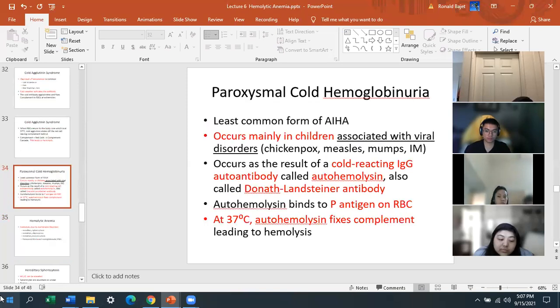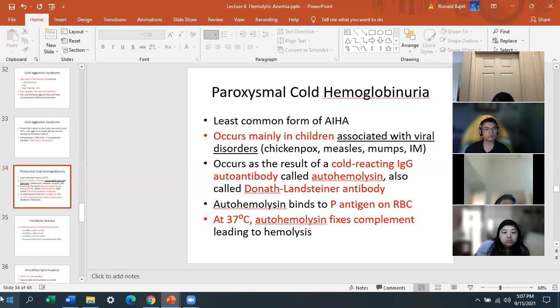Another one is paroxysmal cold hemoglobinuria. This is another cold autoimmune hemolytic anemia. And this one occurs in children, children that have chickenpox, measles, mumps, and IM, infectious mononucleosis. Okay, this type of antibody is a cold reacting antibody. It's IgG, and it's an autoantibody, okay?